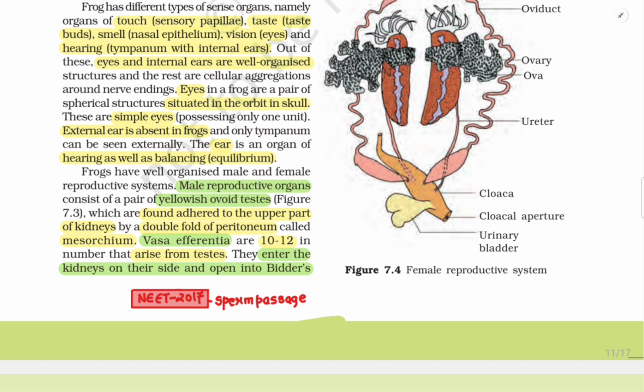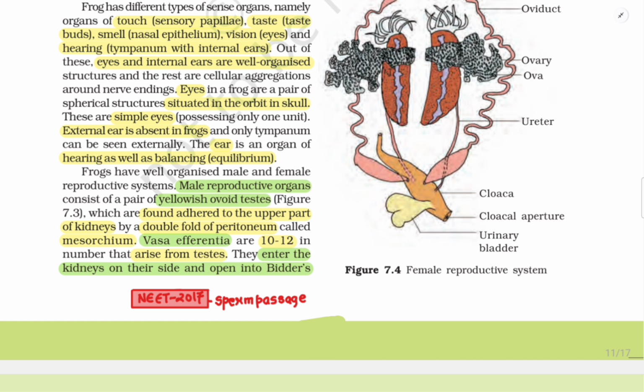Frogs have well organized male and female reproductive systems. Male reproductive organs consist of a pair of yellowish ovoid testes, figure 7.3, which are found adhered to the upper part of the kidneys by a double fold of peritoneum called mesorchium.